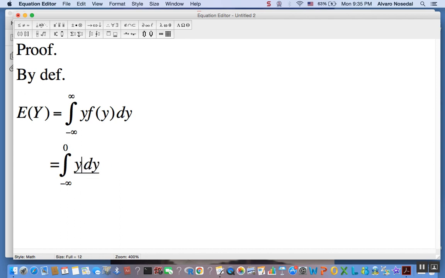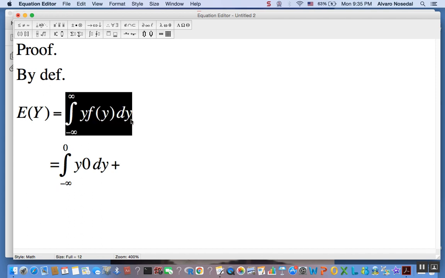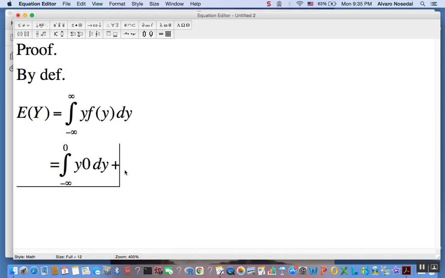So we know that the PDF, if you are on the left hand side of the real line, if you have a negative number, so from negative infinity to 0, the PDF will be 0. So that integral will disappear. And then we need the other part, right? That's going to be the interesting part, where the PDF is non-zero.